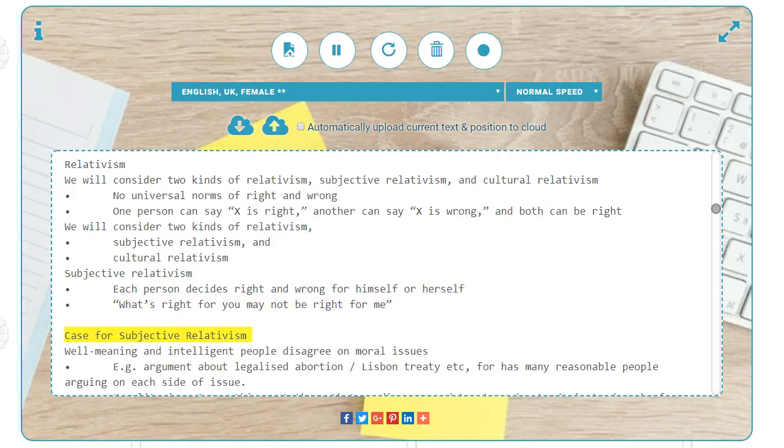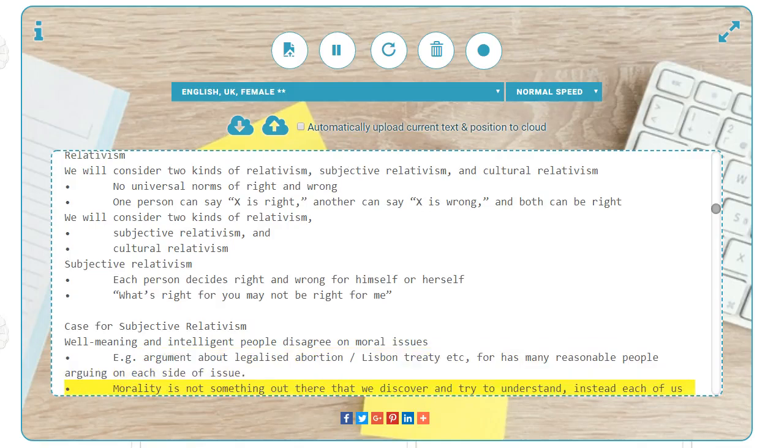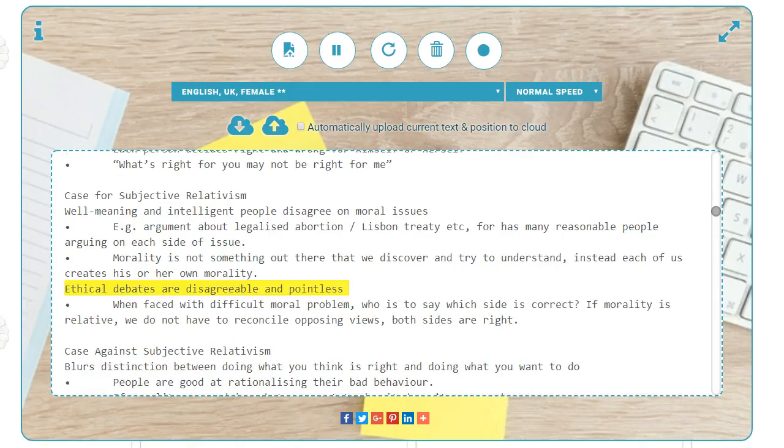Case for subjective relativism. Well-meaning and intelligent people disagree on moral issues, for example, the argument about legalized abortion, the Lisbon Treaty, etc., where many reasonable people argue on each side of the issue. Morality is not something out there that we discover and try to understand. Instead, each of us creates his or her own morality. Ethical debates are disagreeable and pointless. When faced with a difficult moral problem, who is to say which side is correct? If morality is relative, we do not have to reconcile opposing views. Both sides are right.